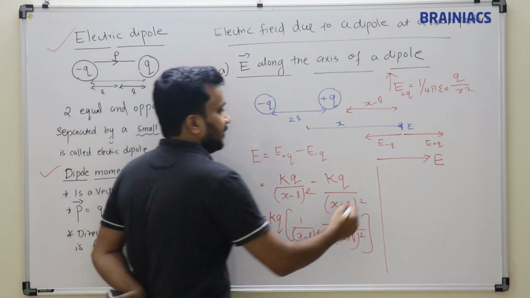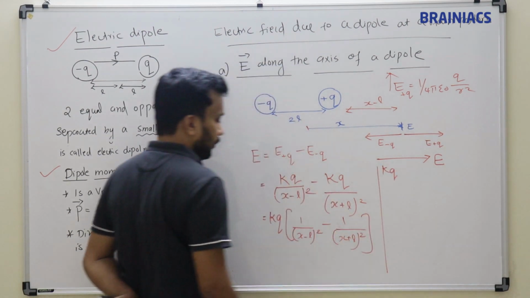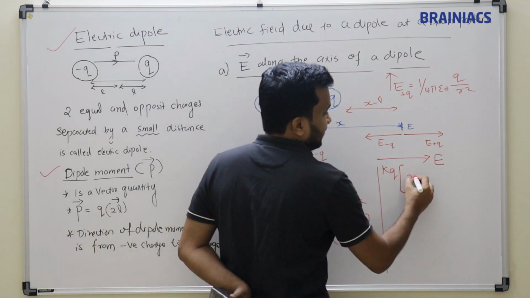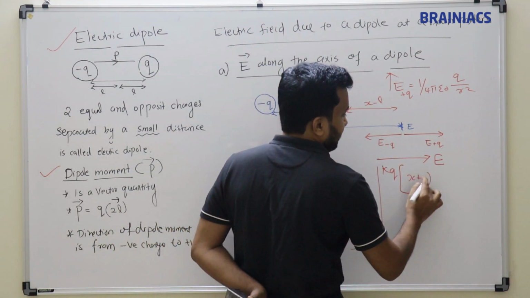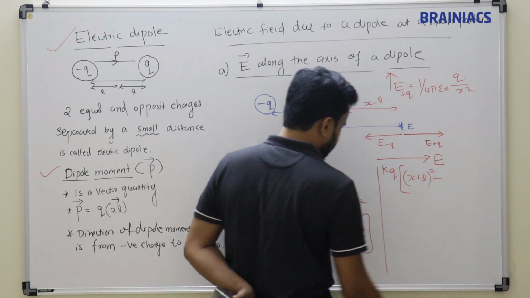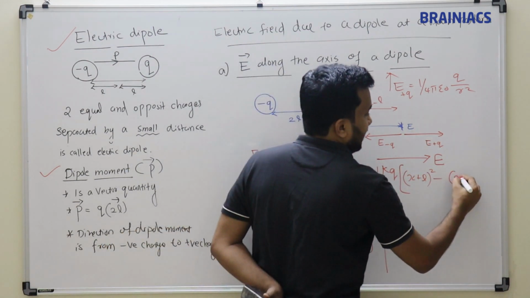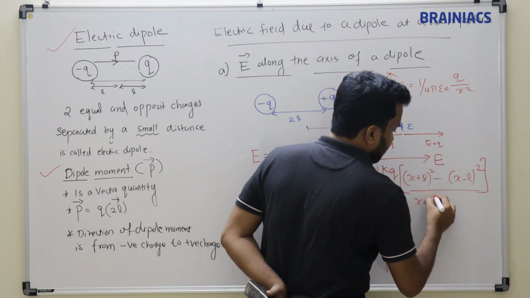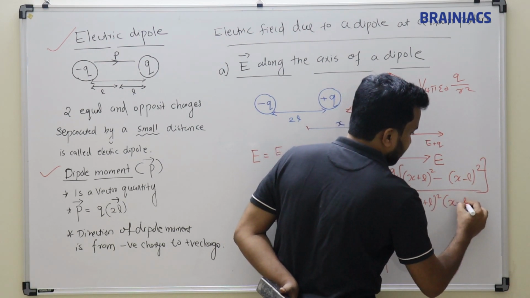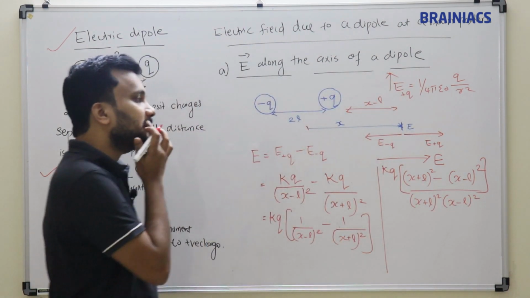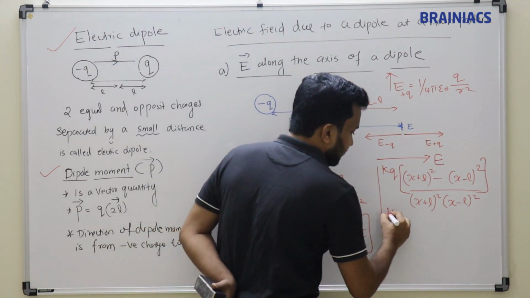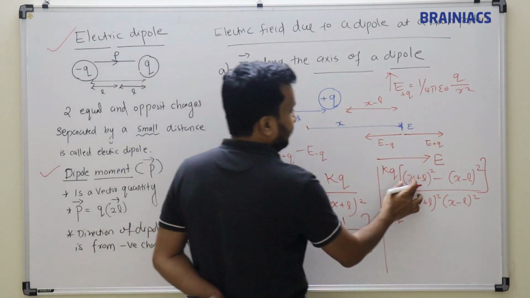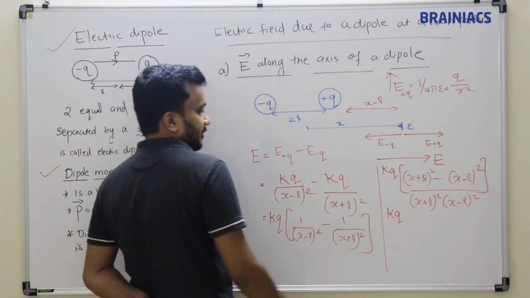Okay, we can put the LCM and we have to simplify. kq into how much will come? We'll open a bracket: this minus this one. So x plus l the whole square minus x minus l the whole square, whole divided by x plus l the whole square into x minus l the whole square. Okay, we have to simplify this. So kq into x square, l square will be here in the numerator also.